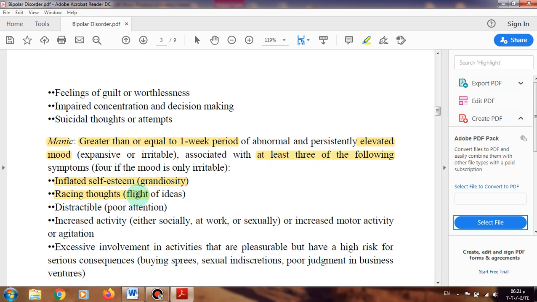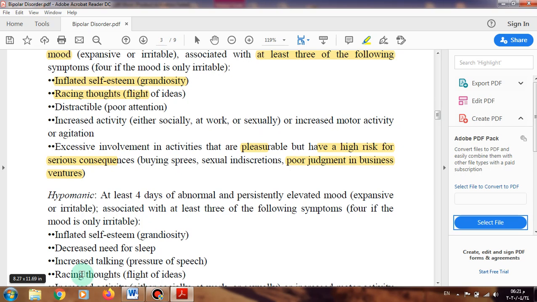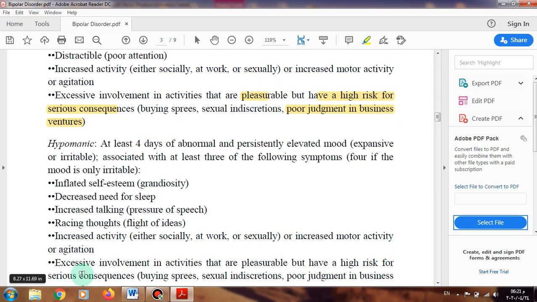Distractible, poor attention, increased activity or increased motor activity or agitation, increased excessive involvement in activities that are pleasurable but have high risk for the serious consequence. من ضمنها poor judgment in the business venture، اللي تشوفه على غفلة حط كل فلوسه بالبورصة وهو ما يعرف شنو هي البورصة وما يعرف شلون يتعاملون وياها، حط فلوسه بالبورصة لو أربح لو أخسر. فهاي إنه يفرح أو يشعر بالسعادة من يشارك بهيج مواضيع، لكنه high risk for a serious consequence.